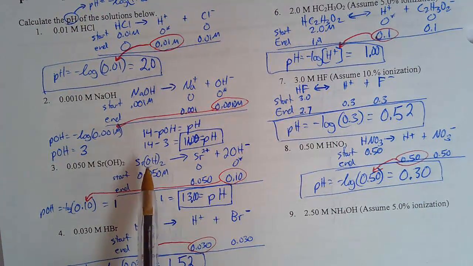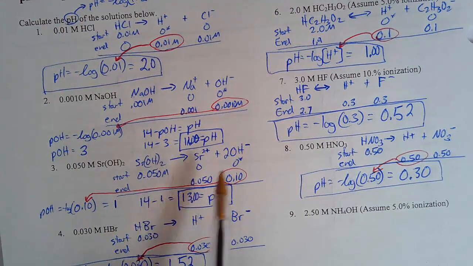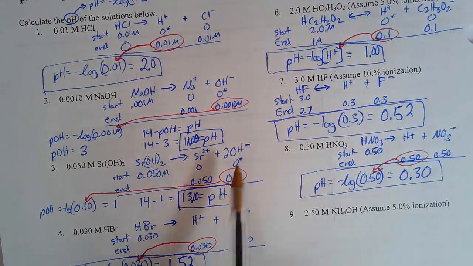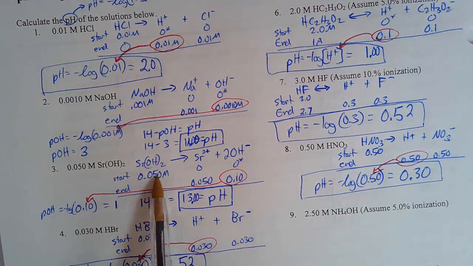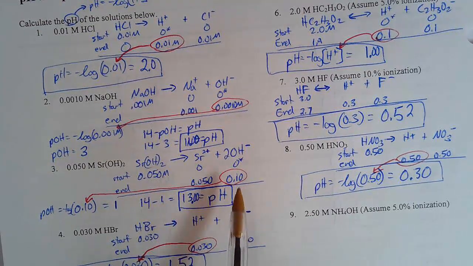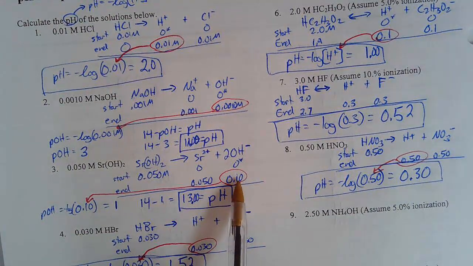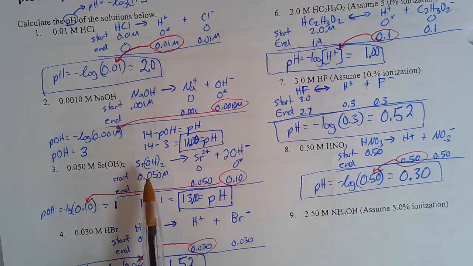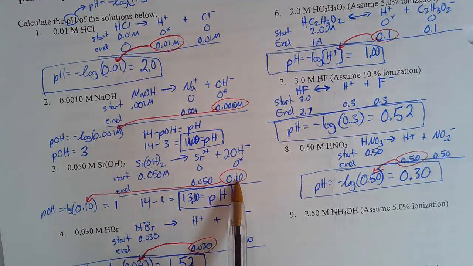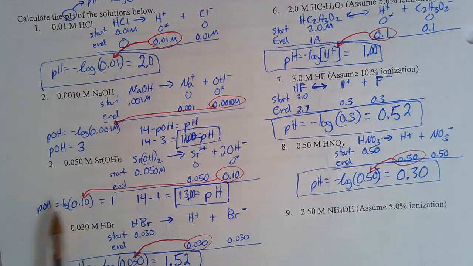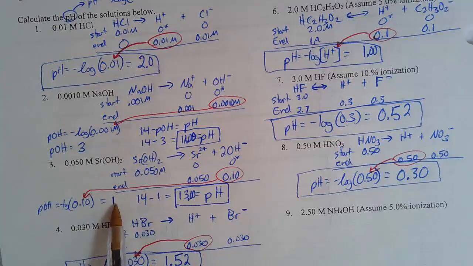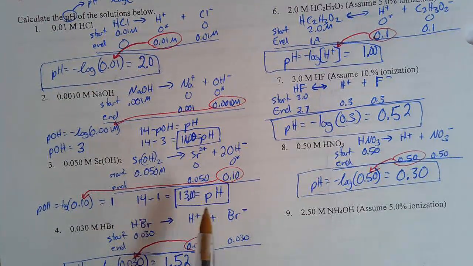For every one strontium hydroxide you put in, there are 2 hydroxides, so there will be 2 hydroxide ions produced. So if I put in 0.05 molar strontium hydroxide, the actual hydroxide concentration will be twice as much as that. So this number times 2 gets you 0.10. And then you've got the hydroxide, you can take the negative log of it to get the pOH. Once you have the pOH, subtract it from 14 to get the pH.